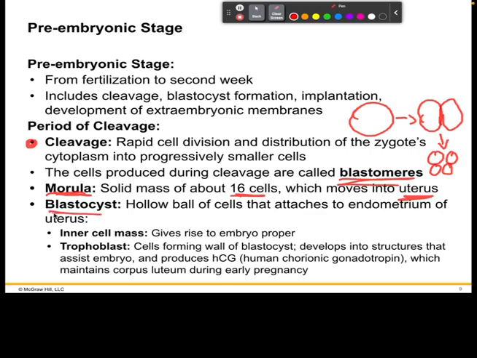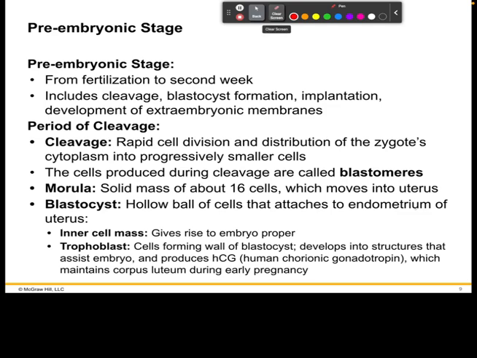So the blastocyst is a hollow ball of cells that is going to attach to the endometrium. Just to reiterate all that and make it a little bit cleaner, cleavage occurs where the cell is going to continue to divide. Those individual cells are called blastomeres. When you have about 16, it's going to move towards the uterus. It's still dividing, by the way, but once you have about 16, it's going to begin to move to the uterus. And then as it continues to divide, it's going to eventually appear like a hollow ball of cells. This is known as the blastocyst. This blastocyst is going to attach to the endometrium of the uterus.